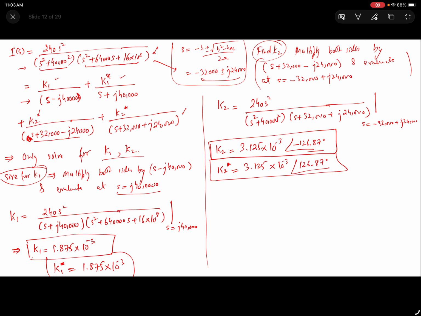So once you find these values, you can easily get this. The value of I of s is k1, which is 1.875 times 10 to the minus 3 divided by s minus j40,000, plus k1 prime, 1.875 times 10 to the minus 3 over s plus j40,000.